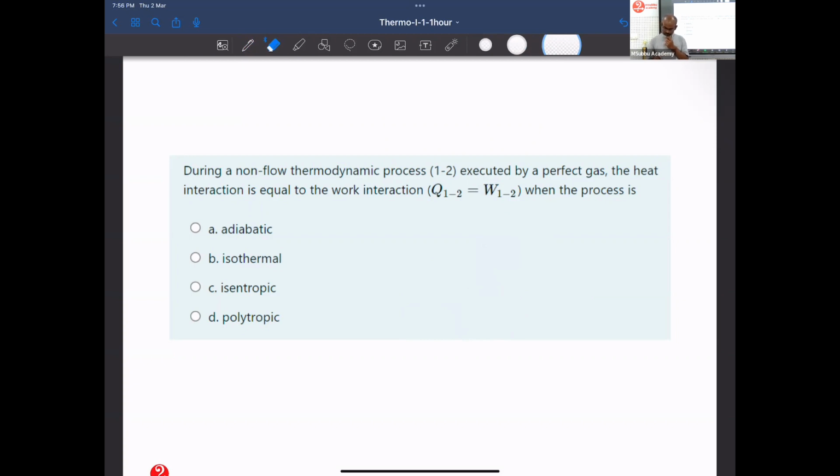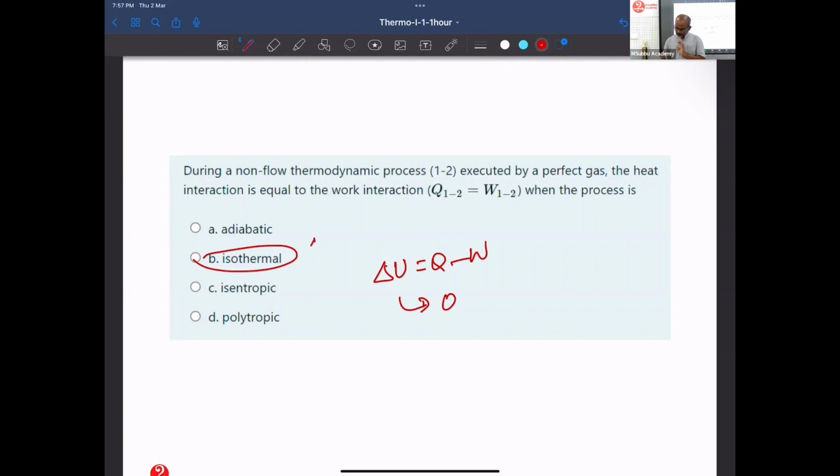So that means this will lead to delta U equal to Q minus W. So W and Q are the same, which is applicable for delta U equal to 0. So when is this delta U going to be 0? It is possible only for isothermal process. Now why is it for isothermal process? For isothermal process, delta U equal to simply Cv delta T. For isothermal process, delta T is equal to 0. So delta U also 0. So this is the answer.